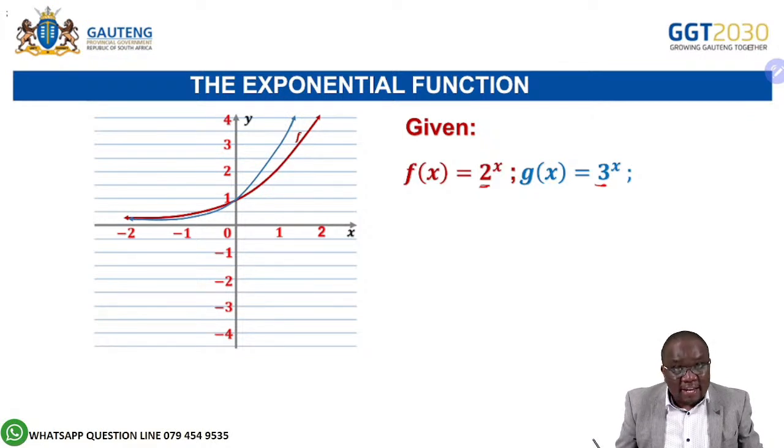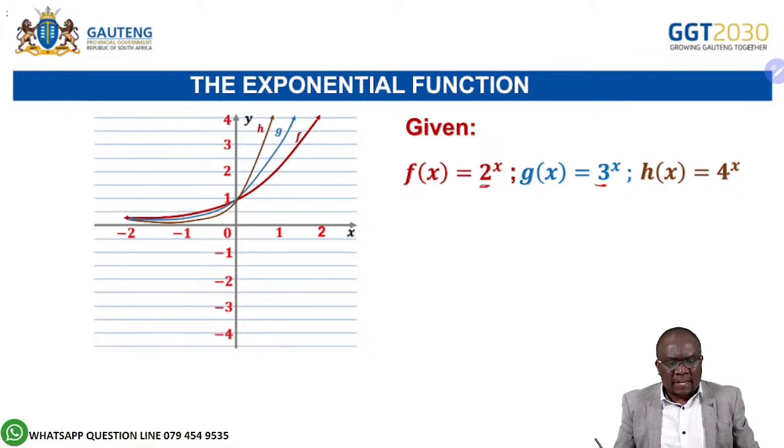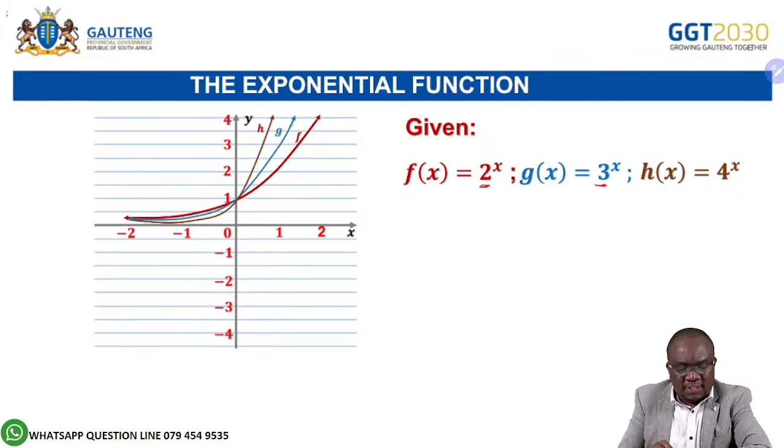Now, and then I have another one. The graph for h of x is 4 to the power x, okay? And then the graph is going to be like this. That is the graph for h of x. So now I want you to draw these 3 graphs.